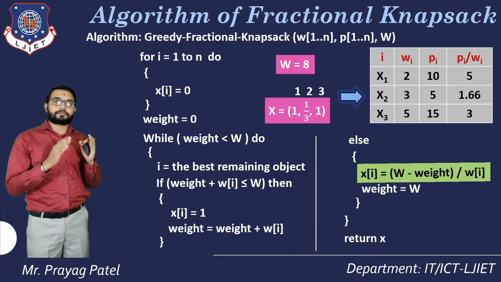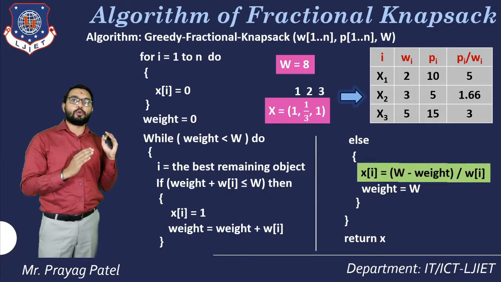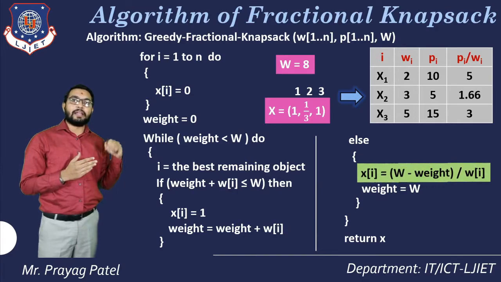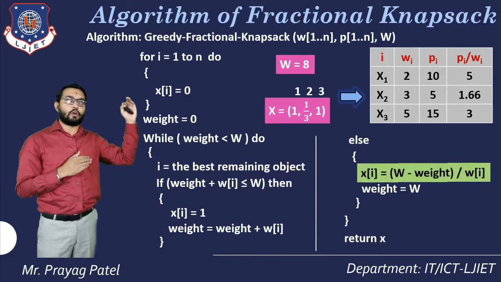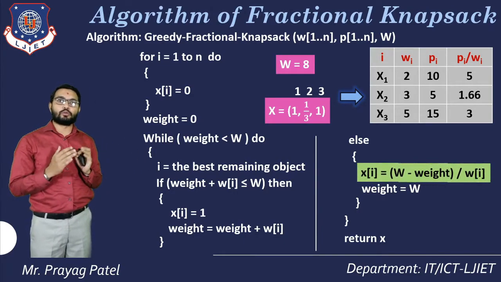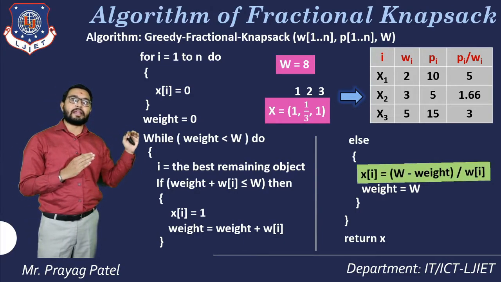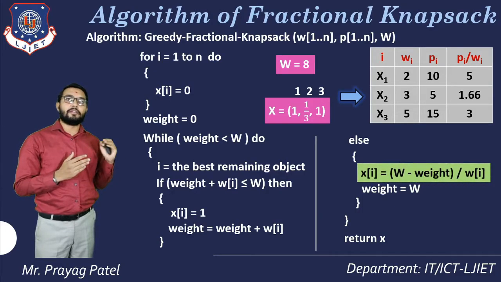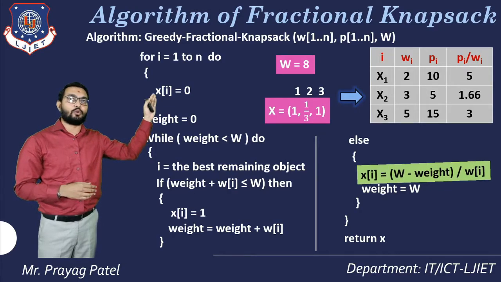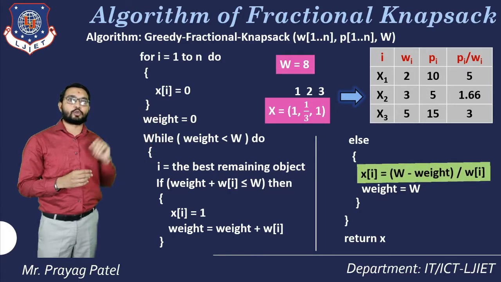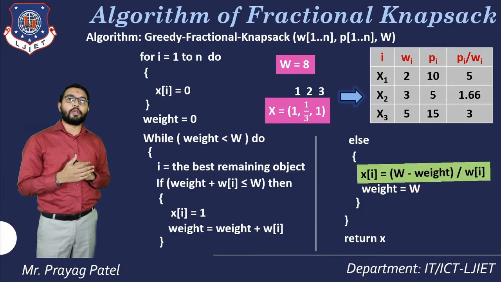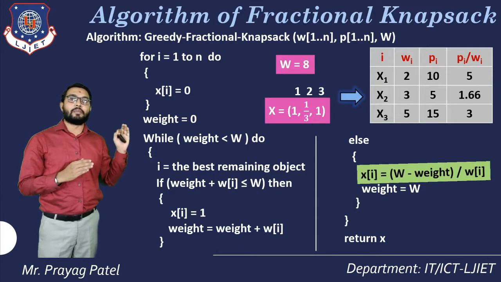In the else part, consider xi equal to W minus weight. What is the value of W? W means 8 minus weight. Weight means 7, because we already selected object number 1 and object number 3, so 5 plus 2 equals 7. So W, 8 minus 7, equals 1. Divide by Wi. Now what is the value of i? Now we discuss step number 2, meaning x2, the second object. So consider W2, the weight of object 2, which equals 3. So here consider 1 by 3.